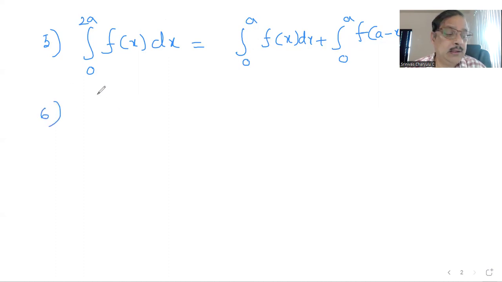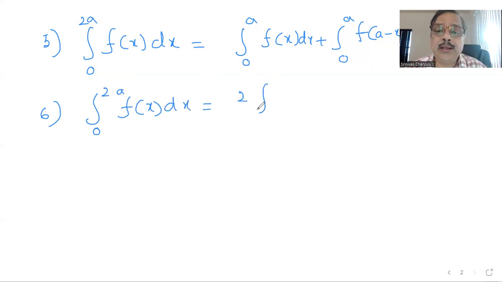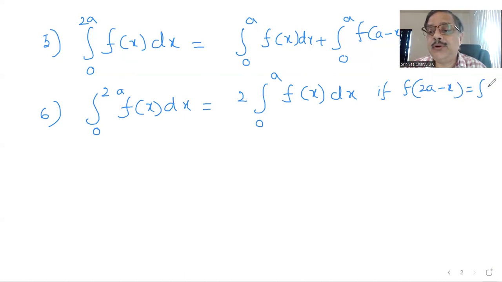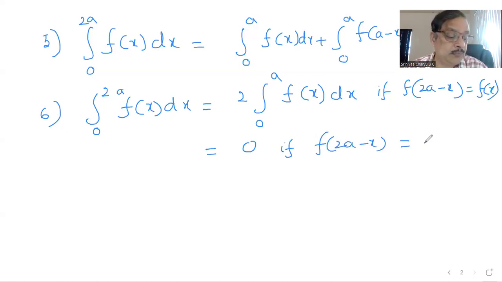Next one, integral 0 to 2a f of x dx is equal to 2 times integral 0 to a f of x dx if f of (2a minus x) is equal to f of x, or this is equal to 0 if f of (2a minus x) is equal to minus f of x. While working it out, we will understand it thoroughly.